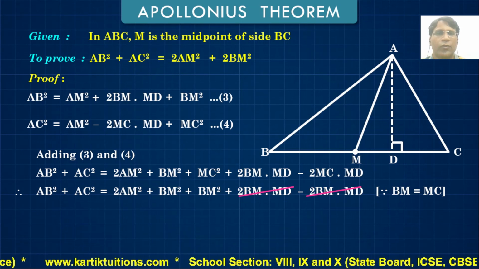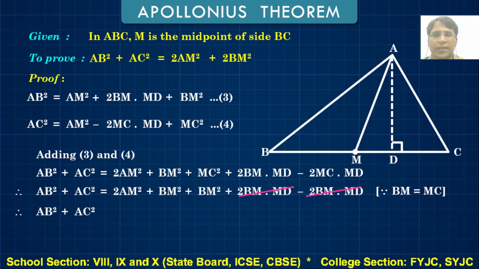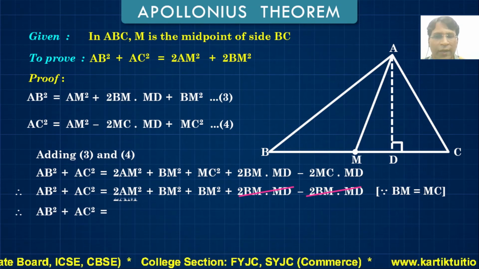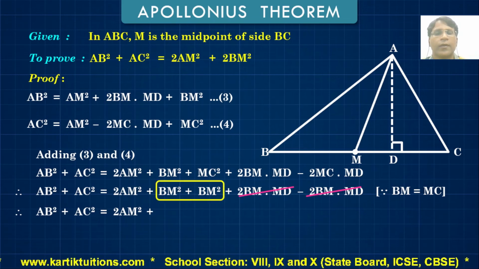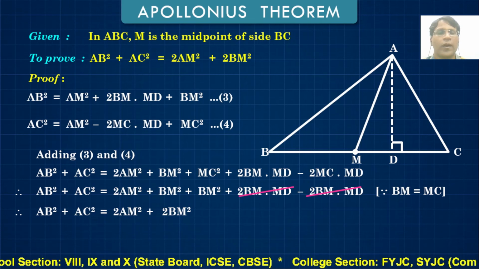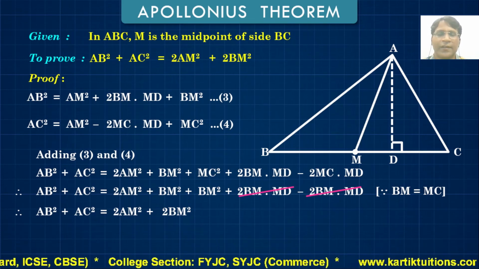तो व्हाट यू आर लेफ्ट विथ? यू आर लेफ्ट विथ AB स्क्वायर प्लस AC स्क्वायर इज इक्वल्स टू 2AM स्क्वायर. नाउ BM स्क्वायर प्लस BM स्क्वायर विल बिकम 2BM स्क्वायर. वही तो प्रूव करने का था. हेंस प्रूव. Isn't it that easy?